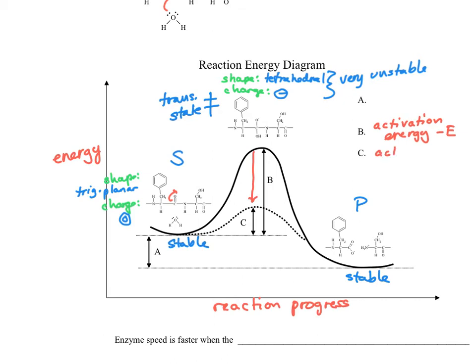So this is the activation energy, C, in the presence of enzyme. And so enzymes make it much easier, that is quicker, to go from substrate to product. Instead of having to come up over this big hill, it's much easier to flow over that.